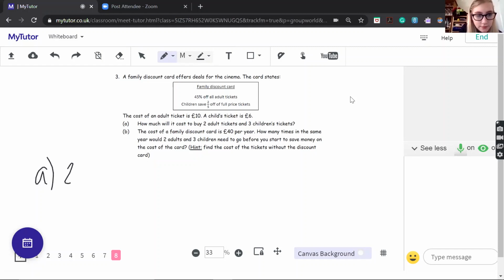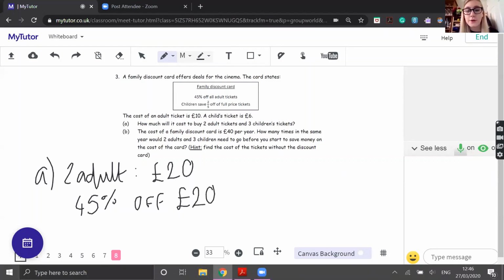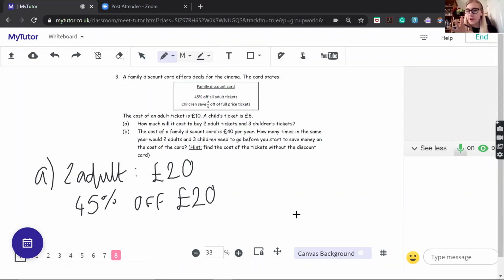So, 2 adult tickets. Well, we'll work out what that would normally cost. £20, right? 2 of those £10 tickets. And 45% off all adult tickets. So we want 45% off £20. Now, if we want to do this, we'll do it in the nicest way, which is just doing one decimal multiplication. So we'll pretend that this is a calculator paper.